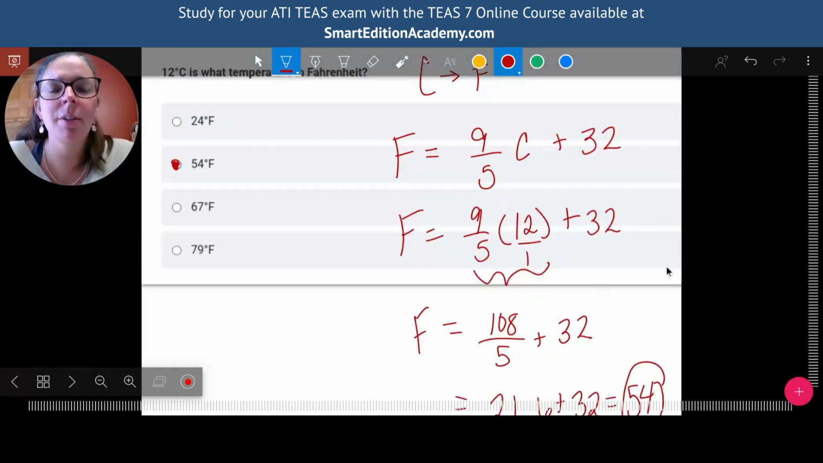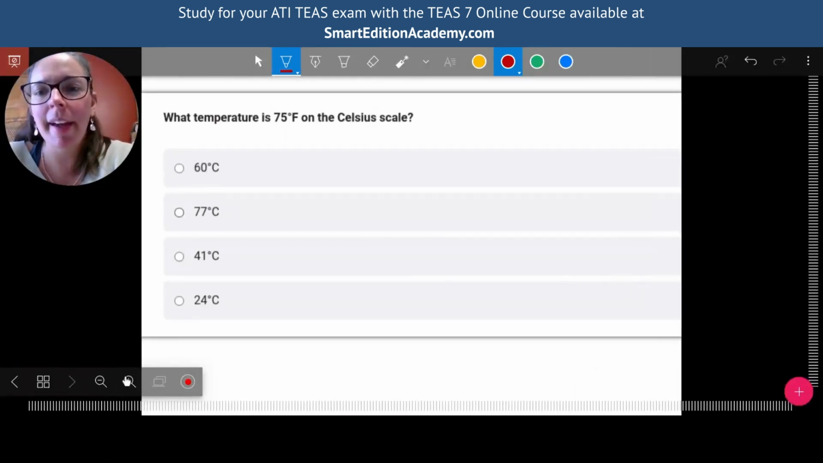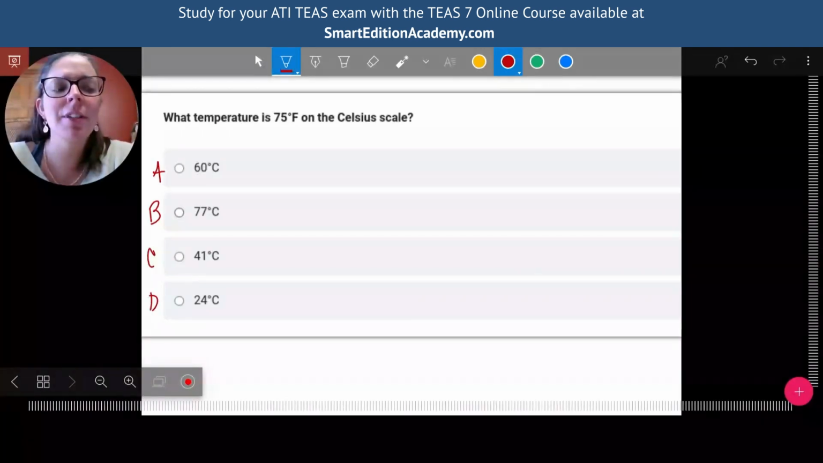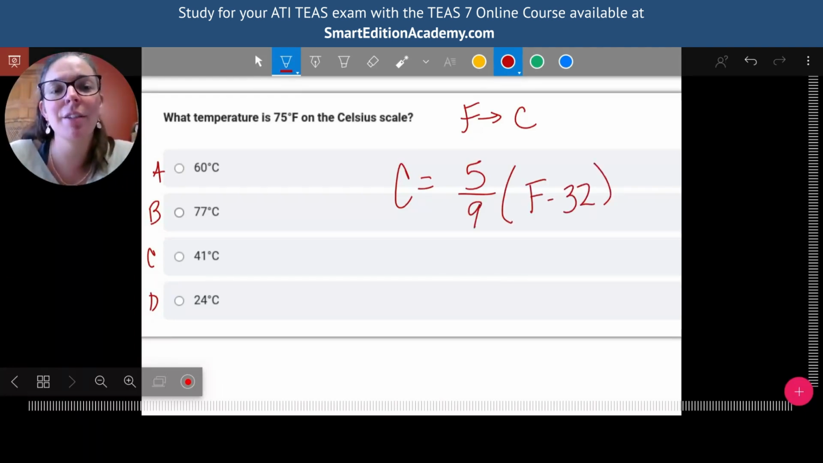Okay, so let's try one on your own. I'll just write out the formula for you, and then you can wrap up our session with a little bit of practice on your own. We could just call these A, B, C, and D, or you could write the number if you want. What temperature is 75 degrees Fahrenheit on the Celsius scale? So we're going from Fahrenheit to Celsius, so we are going to use the Celsius formula, 5/9 times Fahrenheit minus 32. Let me give you like a 30-second head start, and then we will check in on our answer.